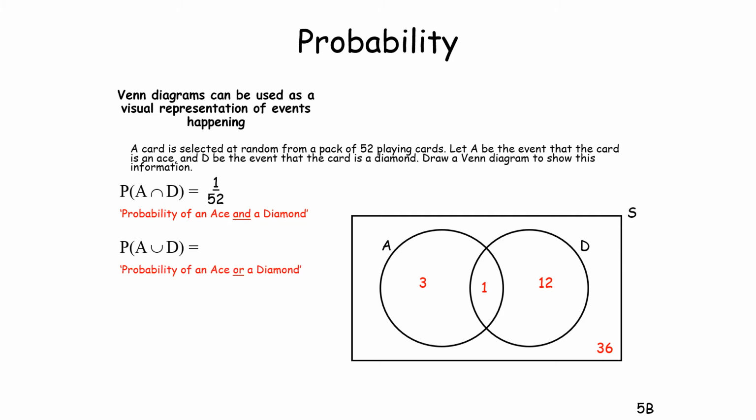The probability of A union D, the probability of an ace or a diamond. Because it's a union, if you recall by the shading, we're looking at all of this. So in total, it's 12 plus 1 plus 3, which is 16. So we've got 16 out of 52.